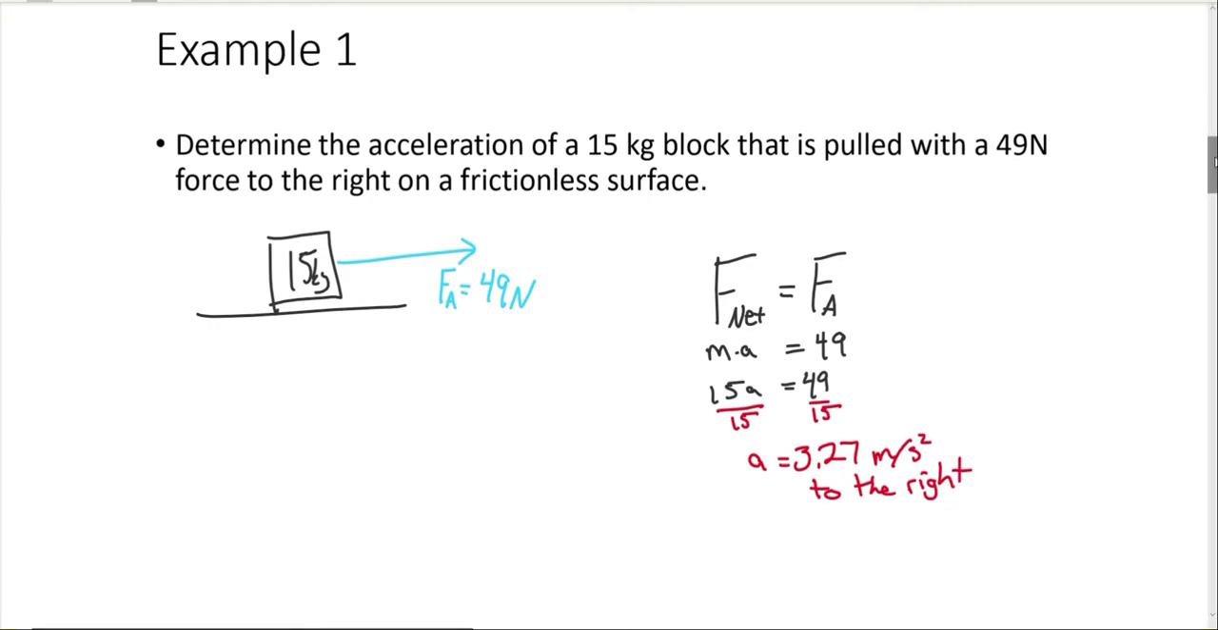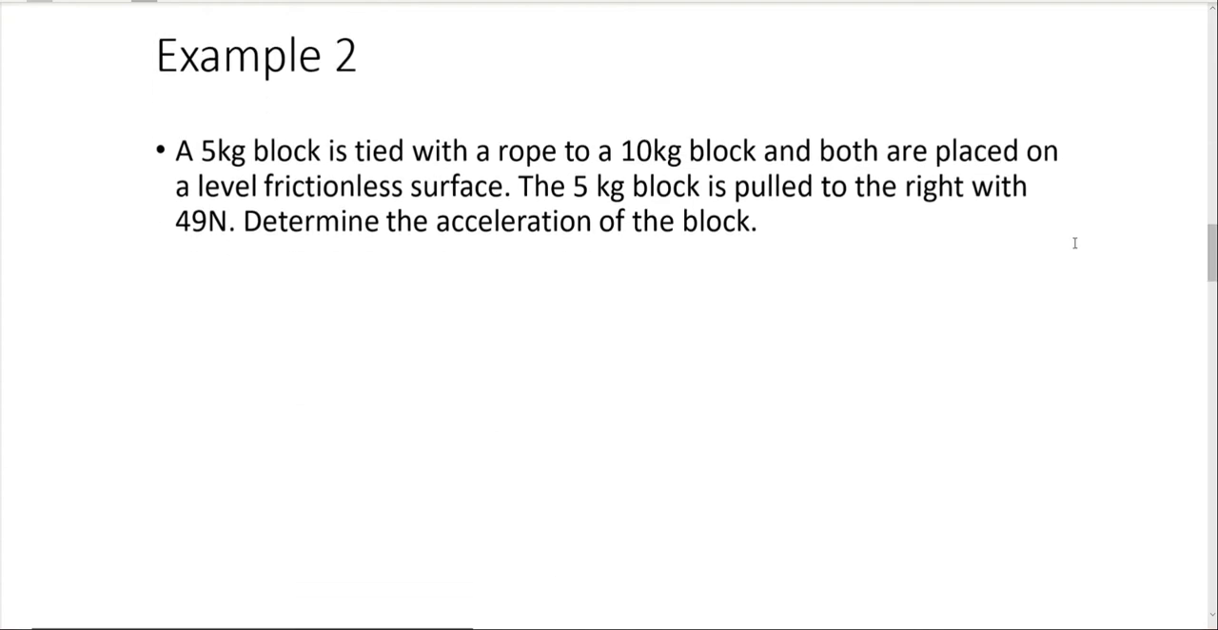All right, let's look at our second example. This one was fairly easy. Example 2, 5 kilogram block. It's tied with a rope to a 10 kilogram block, and both are placed on a level frictionless surface. And the 5 kilogram block is pulled to the right with 49 newtons. Determine the acceleration of the block.